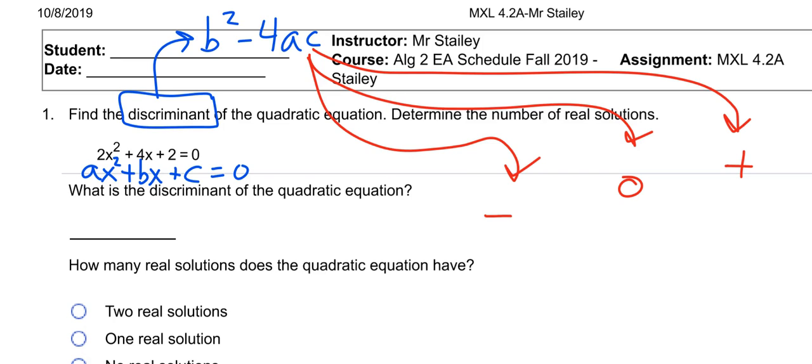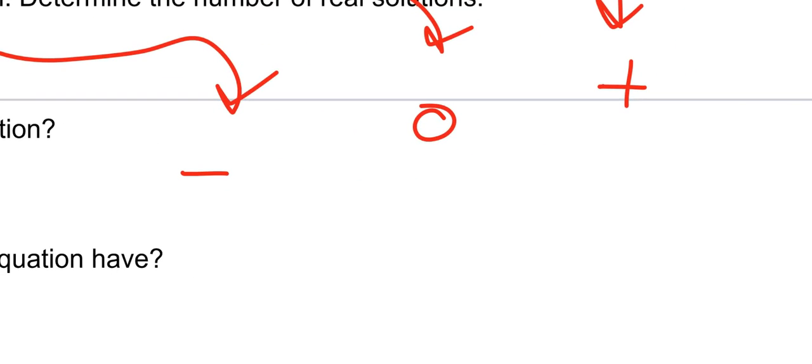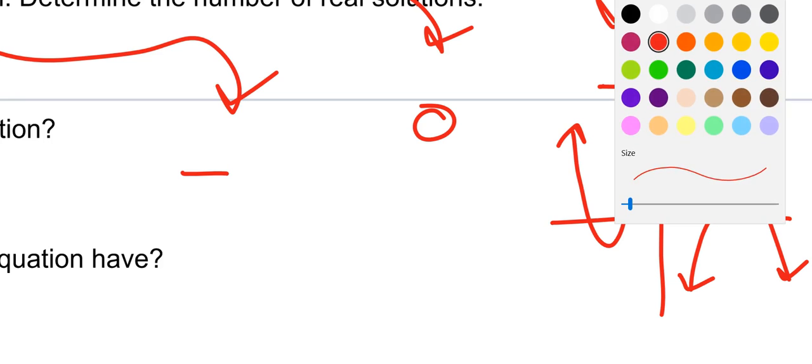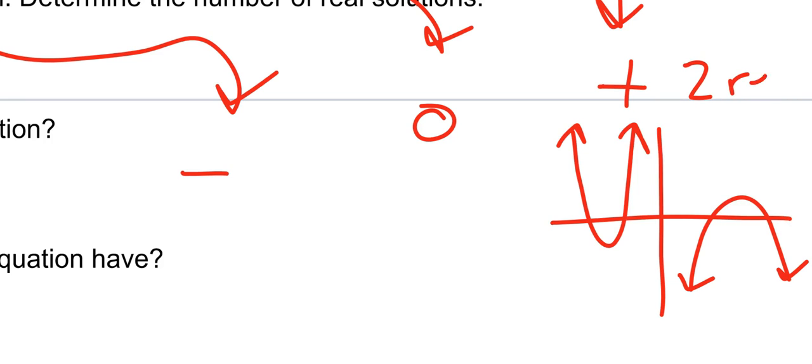If it's positive, then we have these type of parabolas. How many times do these parabolas cross the x-axis? Twice. Right? So we say 2 real solutions. I'll abbreviate solutions, SOL. It's probably not a good abbreviation. But we're going to do it anyway.